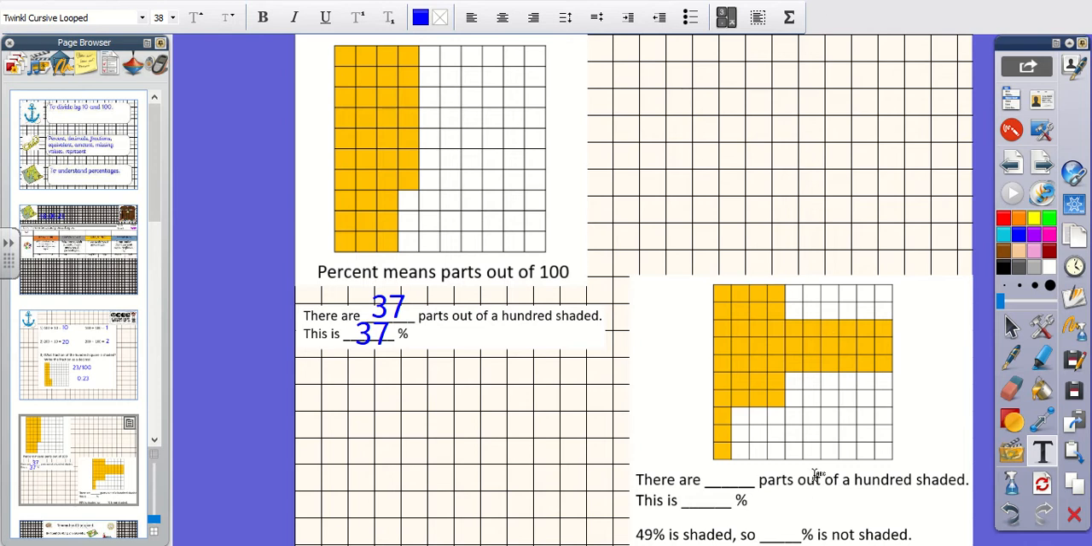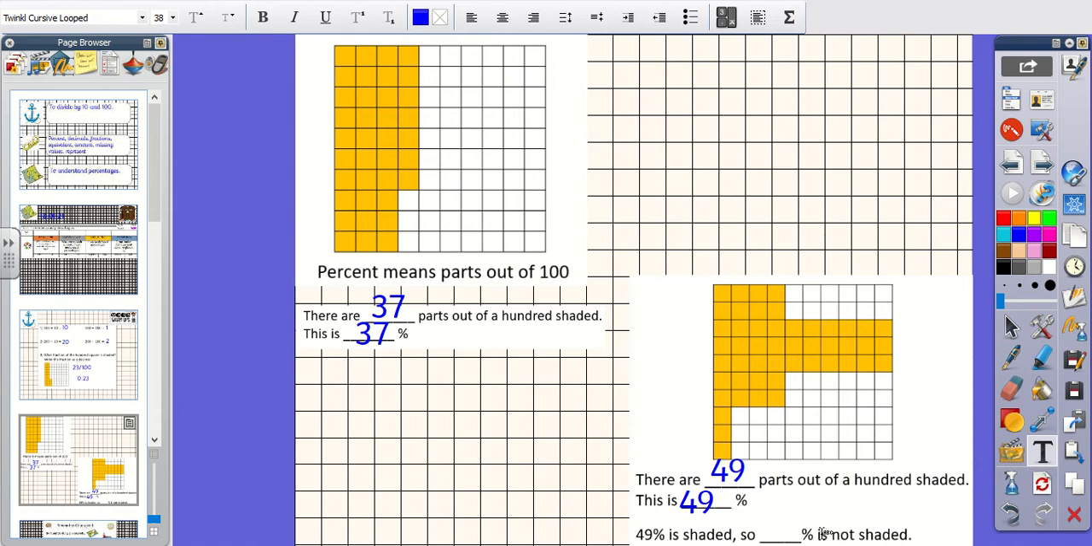Let's have a look at this one here then. Oh, this is a bit tricky because we've got all shaded parts all over the place. So I can see we've got 10, 20, 30, 32, 34, 36, 38, 40, 42, 44, 46, 47, 48, 49. So there are 49 parts out of 100 shaded. So that would equal 49%. So it says there, 49% is shaded.